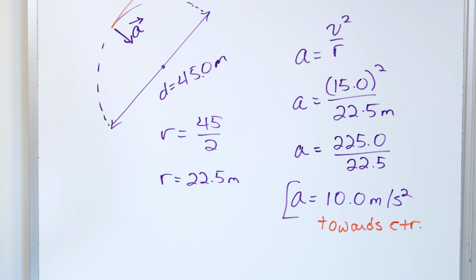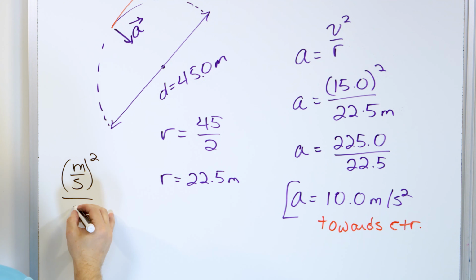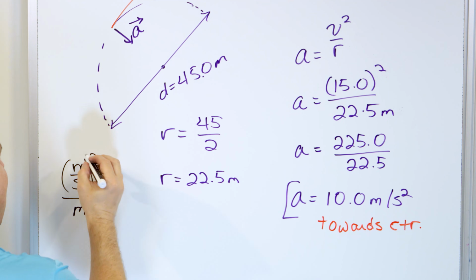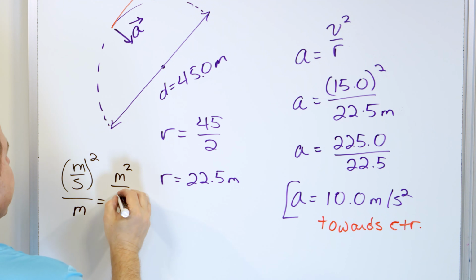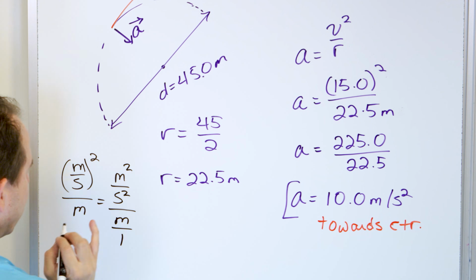Now, if you're curious about the units, what you have on the top is meters per second, and that's squared. That's v squared over r, which is meters. So on the top, you're going to get meters squared per second squared. On the bottom, you're going to get meters, or you can do meters over 1, right?